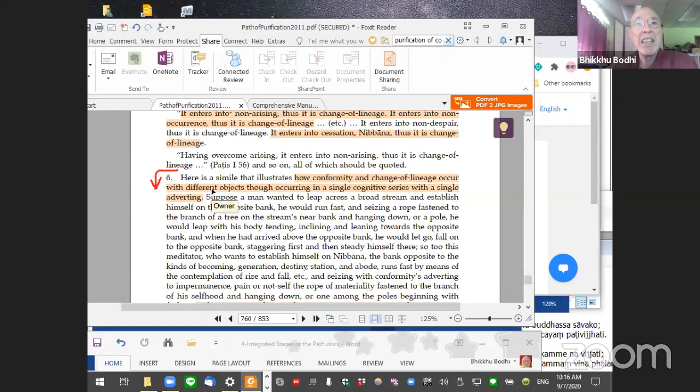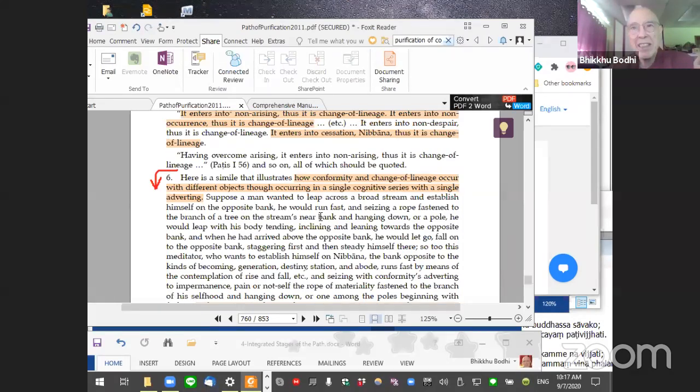And then the text gives a simile of how this takes place. It's a rather complicated simile. I won't go into the details. This is to show, and this is the important point, that conformity and change of lineage occur in a single cognitive process, a single sequence of chittas, but they have different objects. The chittas that make up conformity, preparation, access, and conformity itself, take conditioned phenomena as object, looking at that conditioned phenomena as either impermanent, dukkha, or non-self. But with change of lineage, the conditioned objects are dropped, and the change of lineage takes Nibbana itself as the object. And this is like a man who wants to cross a broad stream and get to the opposite bank.